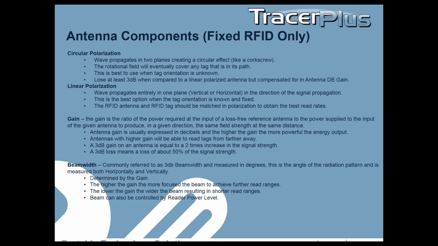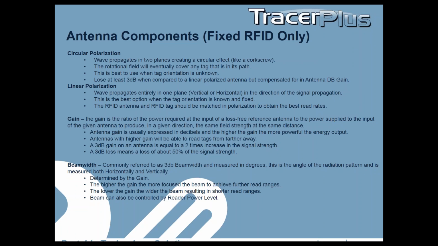All right, and then the last thing I want to talk about with antennas is the beam width, commonly referred to as a 3 dB beam width. It is measured in degrees, and it's the angle of the radiation pattern that's typically measured both horizontally and vertically, because you'll have a beam or a cone that emits from the antenna horizontally, but also vertically from the top and bottom.